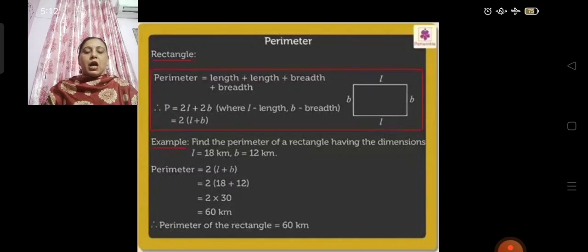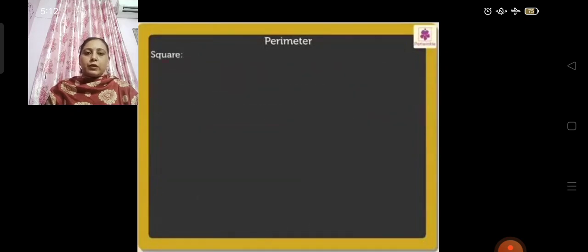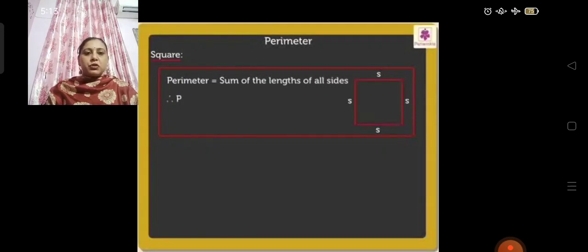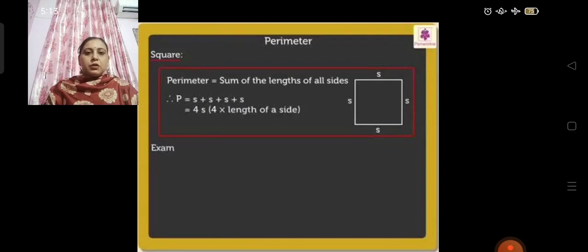Now let us see how to find the perimeter of a square. A square is a closed bounded figure having all the sides equal. It has four sides. Now for the perimeter, we will write the formula as sum of length of all the sides. Here we can see clearly in our picture that all the sides are equal. So I will write it as S plus S plus S plus S, because there are four sides, or I can write it as 4 into side. So the perimeter of a square is 4 into side.